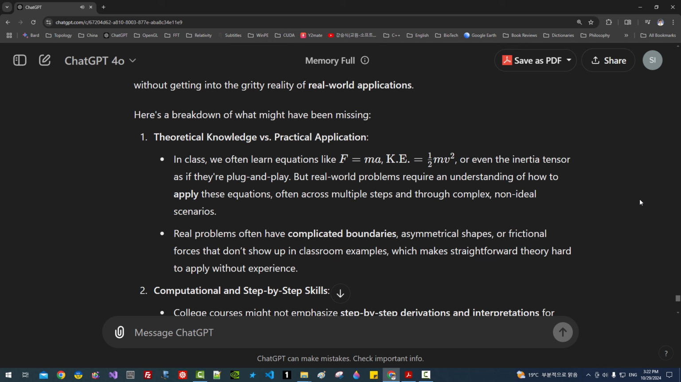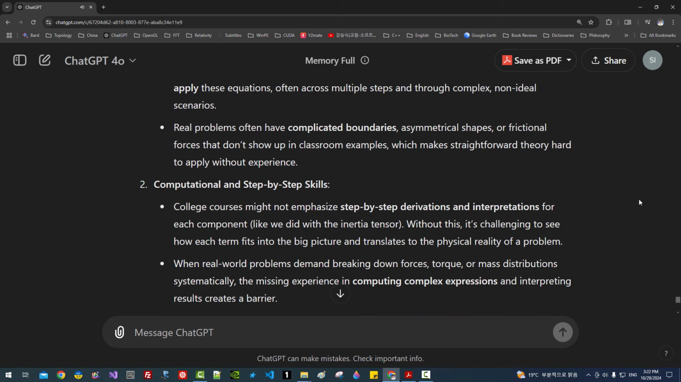In class, we often learn equations like F equals ma, K equals 1/2 mv squared, or even the inertia tensor as if they're plug and play. But real-world problems require an understanding of how to apply these equations, often across multiple steps and through complex, non-ideal scenarios. Real problems often have complicated boundaries, asymmetrical shapes, or frictional forces that don't show up in classroom examples, which makes straightforward theory hard to apply without experience.